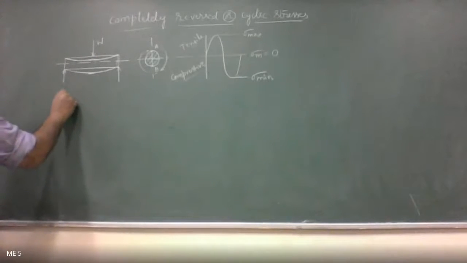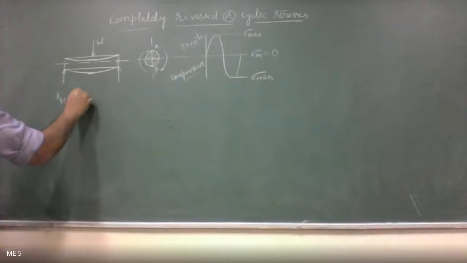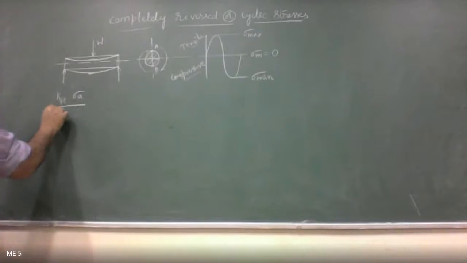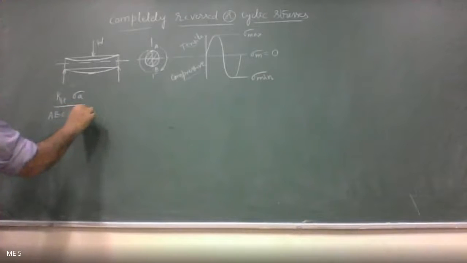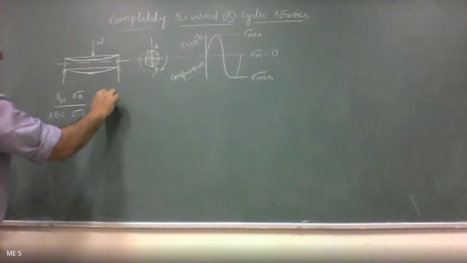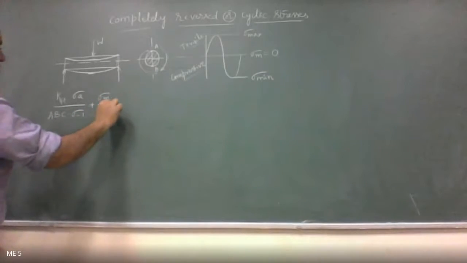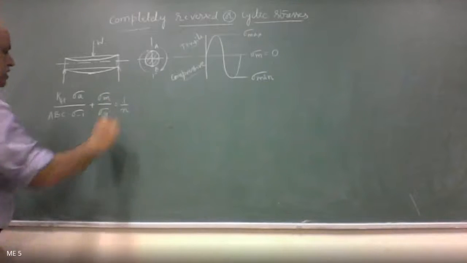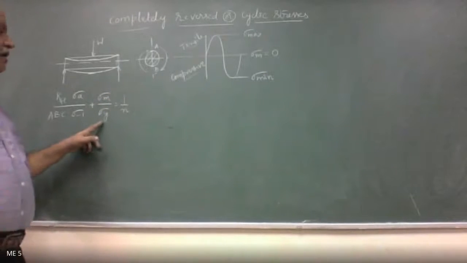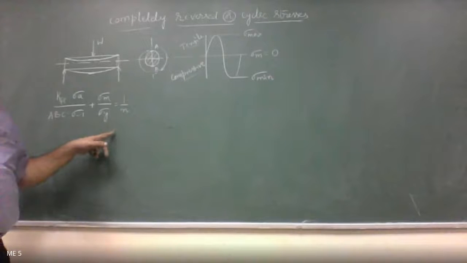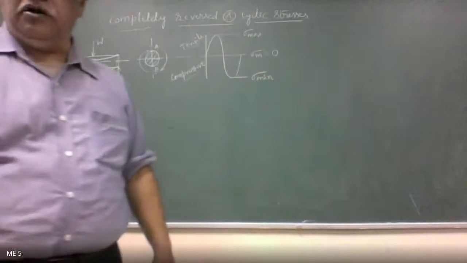The Soderberg relation is given by K_f times K_t times sigma_a divided by A B C times sigma endurance, plus sigma mean stress divided by sigma yield, equal to 1 by factor of safety. If I replace yield stress by ultimate stress, what I am going to get is Goodman's relation, right? Note down this problem.